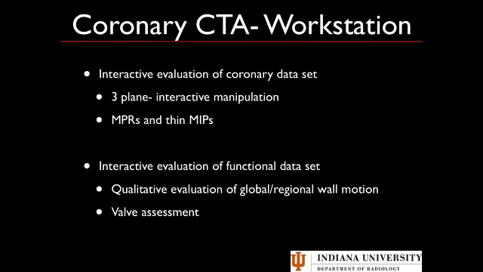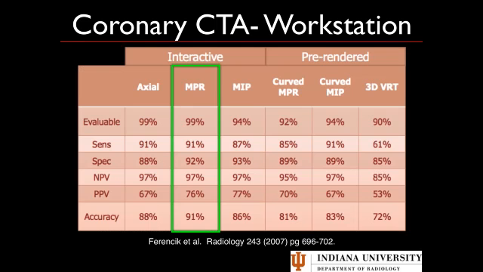What you're looking for is qualitative assessment, looking for overall global and regional wall motion, as well as doing a quantitative assessment, which the software will help you with as well. And then you can also look at valves. In particular, we look at the mitral valve to make sure that there's no prolapse, and we look at the aortic valve, looking for regurgitation. If there's at least moderate regurgitation, you can see it, and also looking for aortic valve stenosis.